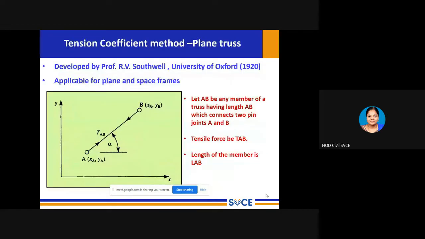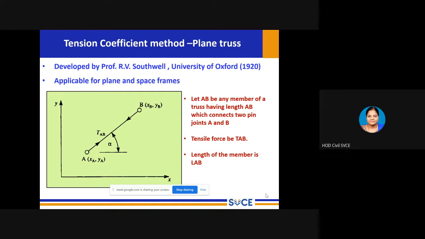And coming to the analysis of the plane truss system using the tension coefficient method. This is the method developed by Professor R.B. Southwell in the year 1920, and he was a professor from the University of Oxford. Actually, what he tried to do is establish some relationship between the forces in the truss members and the coordinates of the truss members.